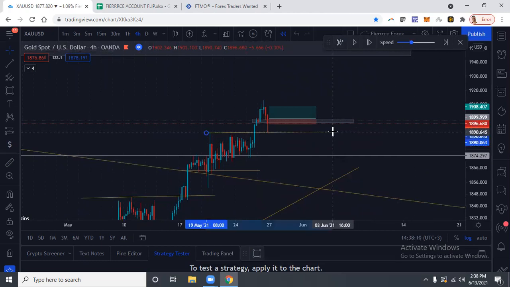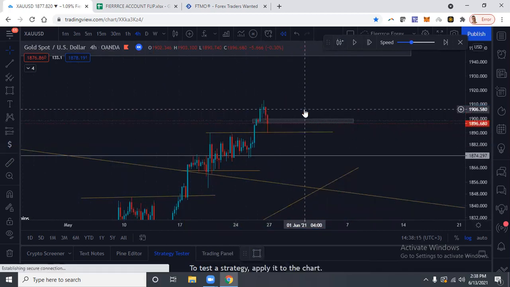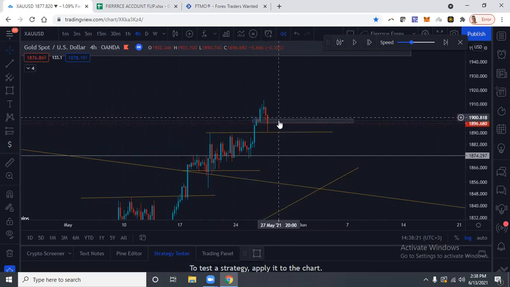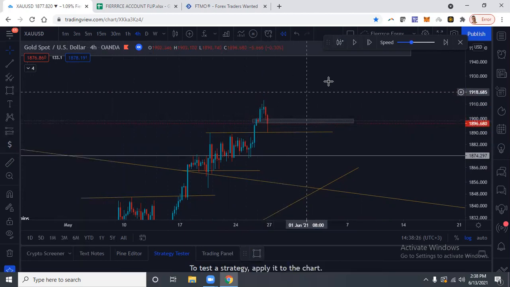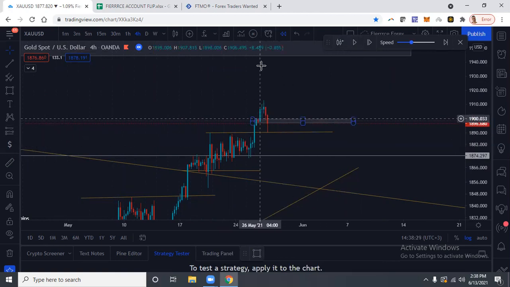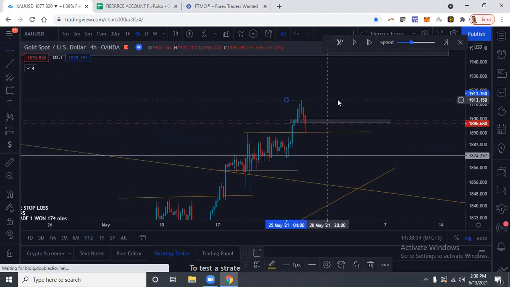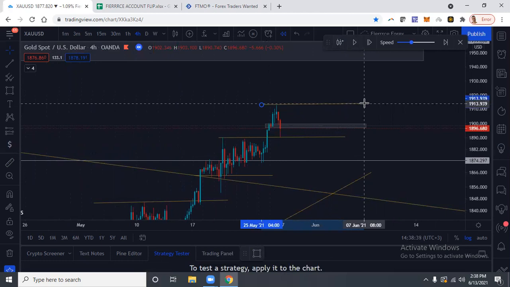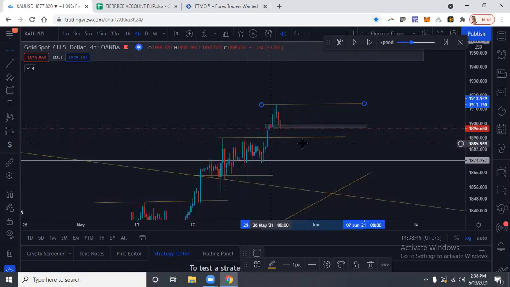So we have retested this level here. I want to see what happens. I'm not going to do anything, but if price comes back here, I honestly think we can take a buy. Like, I really do. But let's see. What has just happened is that price has created yet another high here, and then this pushback here. So this support and resistance is key for me.